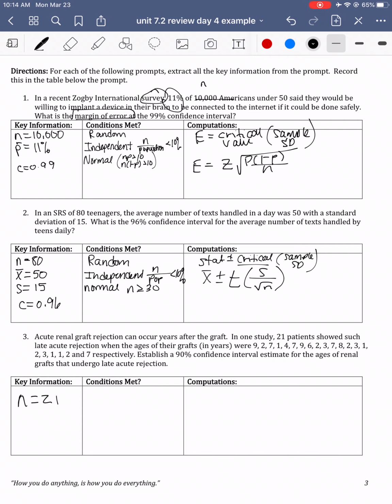Let's see what this is. I'm not seeing any categories listed, so I don't think it's going to be chi-square. I just see a list of data points, so there's not really any percentages going on here. So this isn't going to be a proportion. So now I'm within the mean realm. I need to decide, is this going to be a paired t, a one sample mean, or a two sample mean?